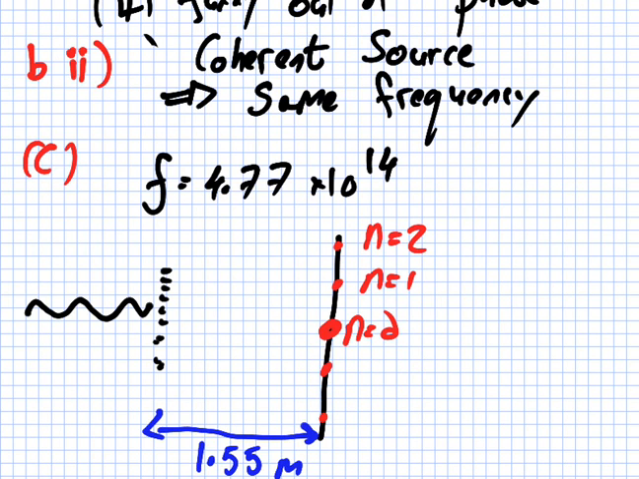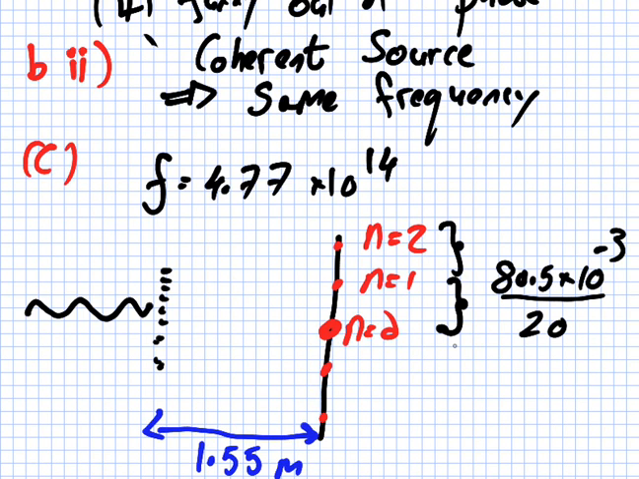What else are we told? That the 20 fringes are 8.5 millimeters apart. Is that divided by 19? Yeah, but in the marking scheme they divide by 20. I'm sorry, I was supposed to look that up online. We'll just do what they did in the marking scheme and divide by 20, okay? So the distance between these is 80.5 times 10 to the minus 3 divided by 20. That's the distance between these dots. It's the X.